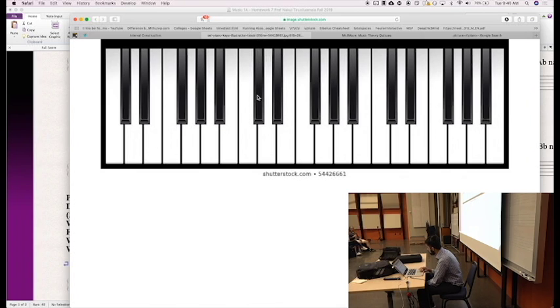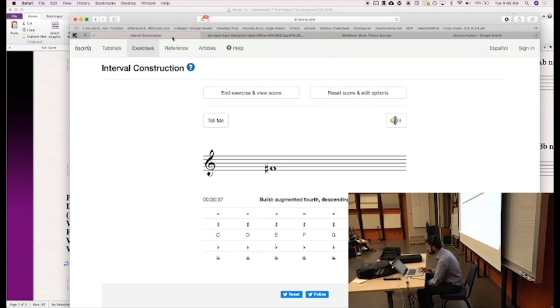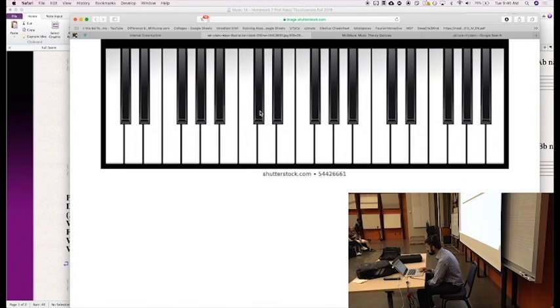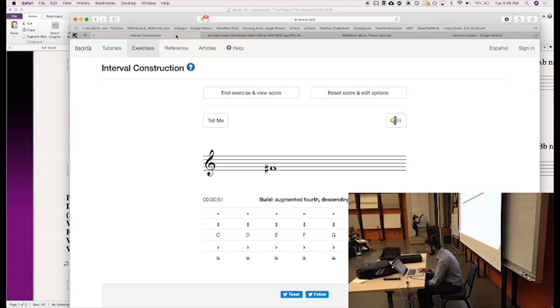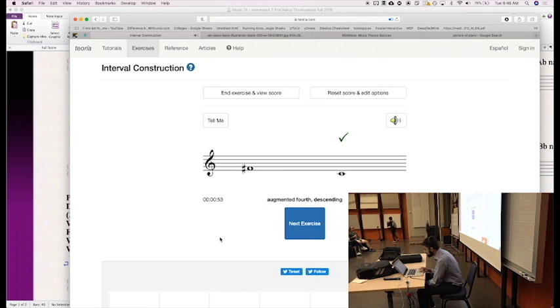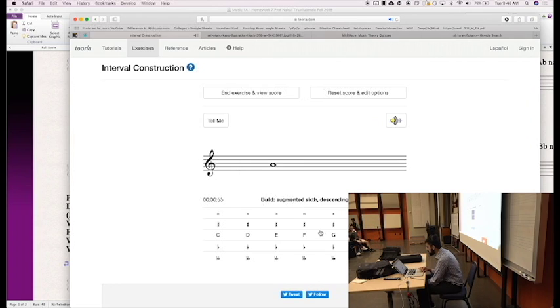A perfect fourth below F sharp is C sharp, correct? Okay? So if we want to make that interval bigger, what would the C sharp become? C, right? See if it's correct. Very good. Okay, so we're trying to build an augmented sixth below this A, okay?